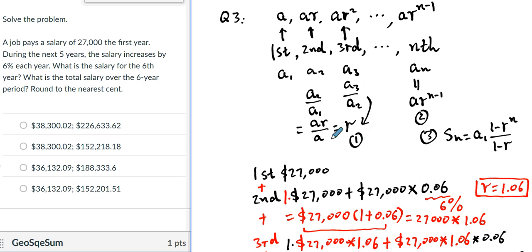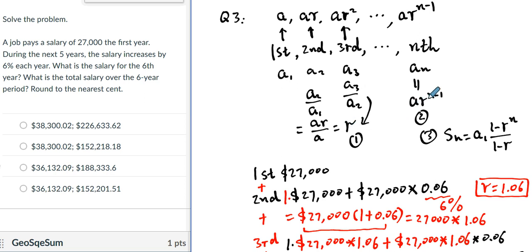The first one is how to find the common ratio. It's always the second term divided by the first term, or A2 divided by A1, or the following term, A3, divided by the previous term. This term divided by this. The common mistake is to use A2 divided by A3. That's not right. R is the following term divided by the previous term, which is the common ratio.